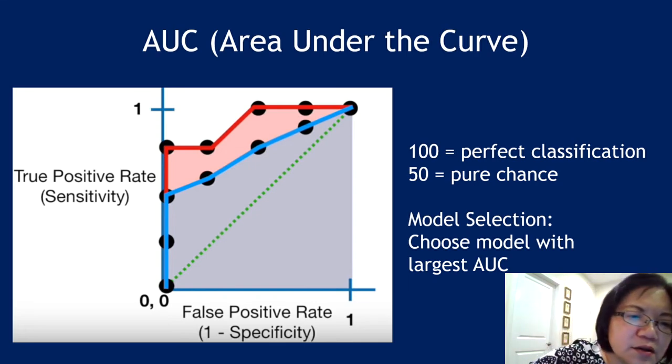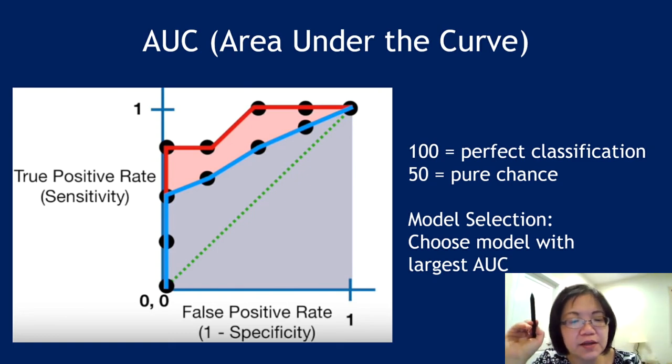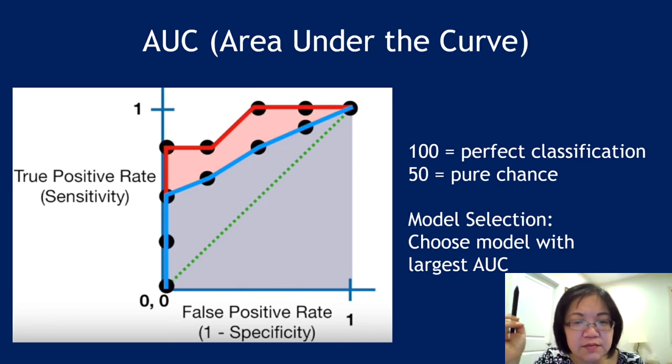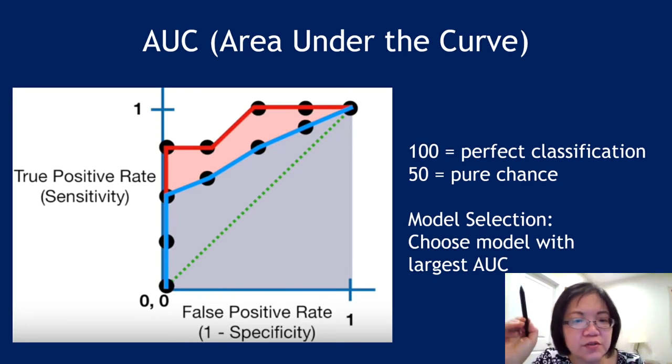Okay, but if you get an ROC curve that's on the diagonal, that means no matter what threshold you try, you get the same true positive rate as the false positive rate, meaning you're guessing. So 50% is just pure chance. No matter what you do, you're guessing. So this model does no better than chance. You might as well just flip a coin.